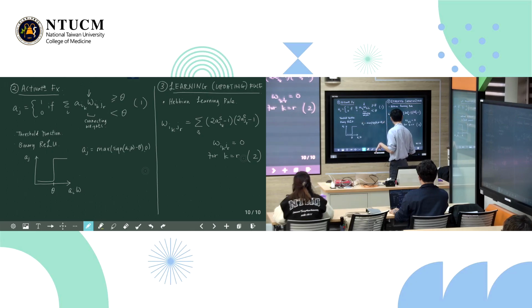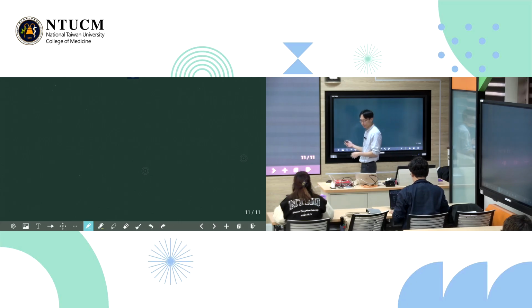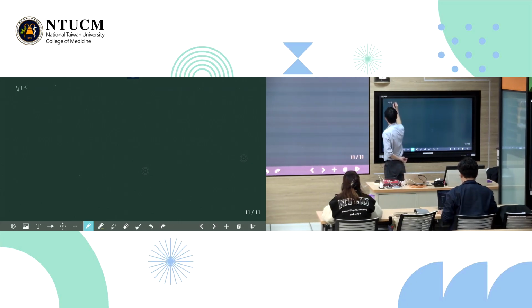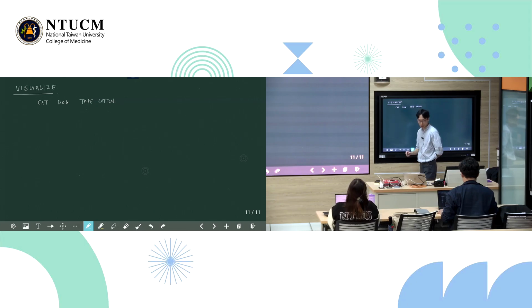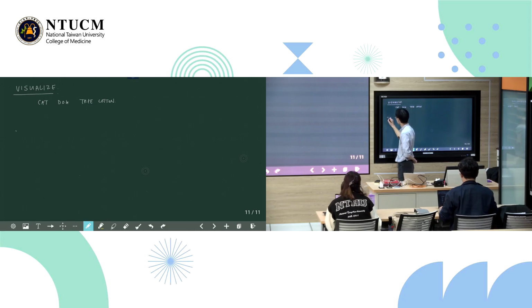All right, so let's visualize this a little bit more. Let's visualize this in operation. So let's put cat here, dog, tree, and cotton, such that S is comprised of elements.